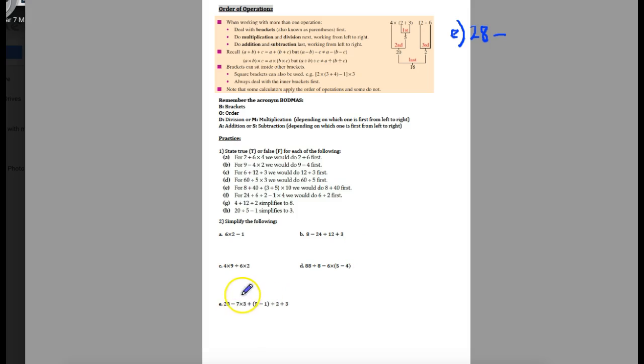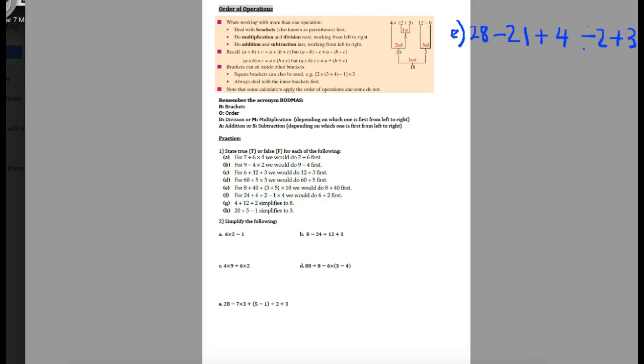Then we have the 7 times 3. You can do that since we're doing it all in one row, and because it's in between a plus and a minus, it doesn't really matter whether we do it now or later. Okay, so that's 21. Then we have brackets, so I'm going to do that as well. 5 minus 1, which is 4. And then I have divided by 2 plus 3.